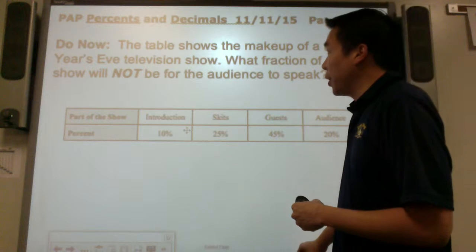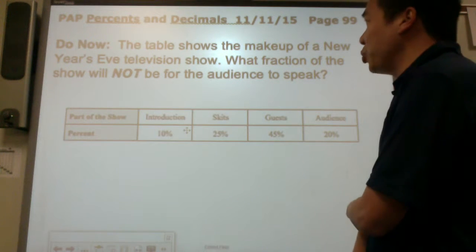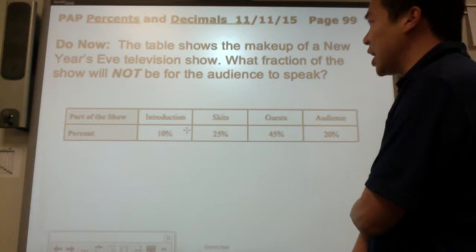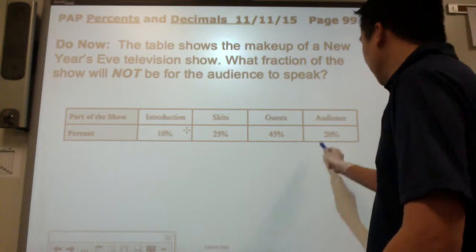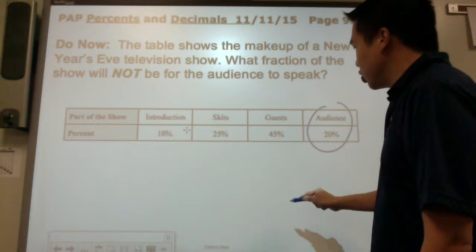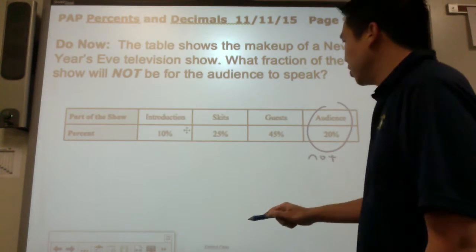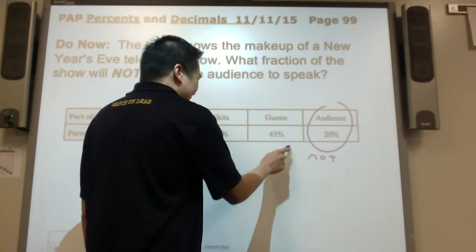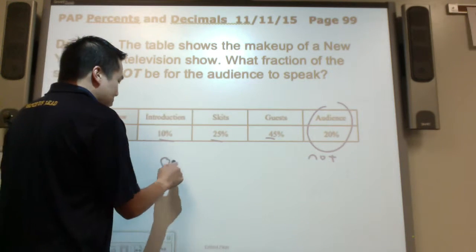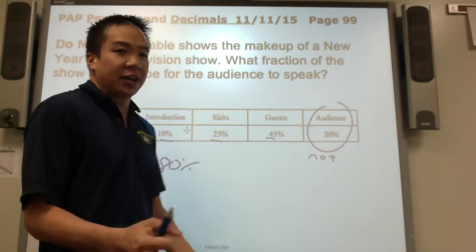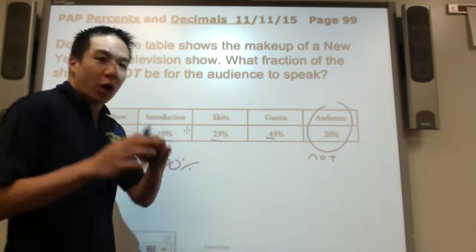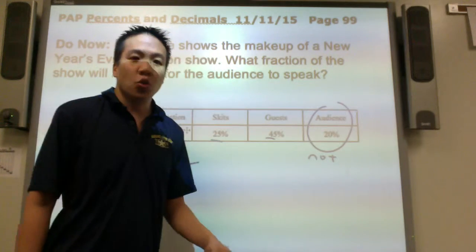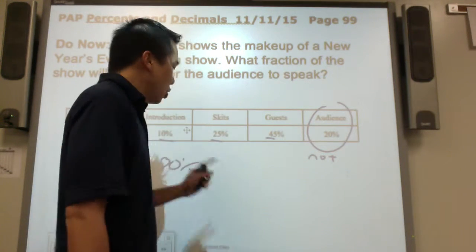Let's look at our do now. The table shows the makeup of a New Year's Eve television show. What fraction of the show will not be for the audience to speak? So this is audience, 20%. So not. If you take the introduction, 10%, skits, 25%, guests, 45%, and add them up, it adds up to 80%. Another way I could think about it is, because one whole is equal to 100%, if you take away 20% from it, you have 80%.